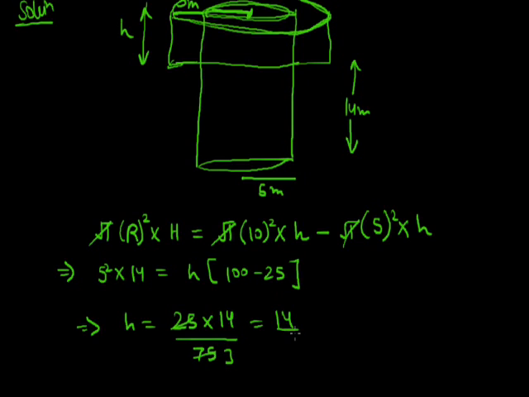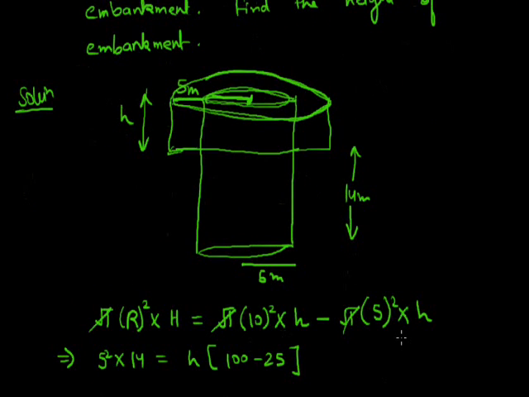So that is 14 by 3 meter, or we can write it as 4.67 meter. So this will be the height of the embankment that is formed when the earth is taken out of the well, which is of depth 14 meter and of radius 5 meter. So accordingly, the most important thing is we need to analyze the question and make the proper diagram, then only we will be able to understand what is asked in the question and how to find it.